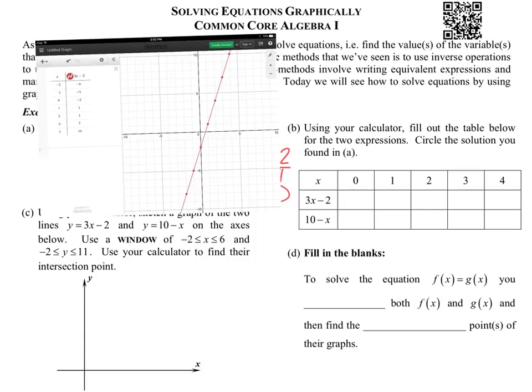So when x is 0, y is negative 2. When x is 1, y is 1. When x is 2, y is 4. When x is 3, y is 7. And when x is 4, y is 10. And I'm going to do that same thing for the other equation in Desmos.